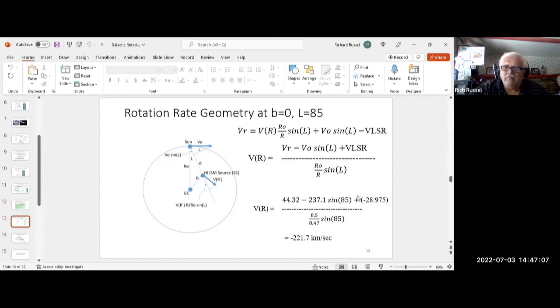Okay, so going back to the original geometry slide, just going down here and plugging all those numbers in, I get minus 221.7 kilometers per second for the velocity at, actually, if you look at this, it's more up here along that line. And so that's the velocity we get.